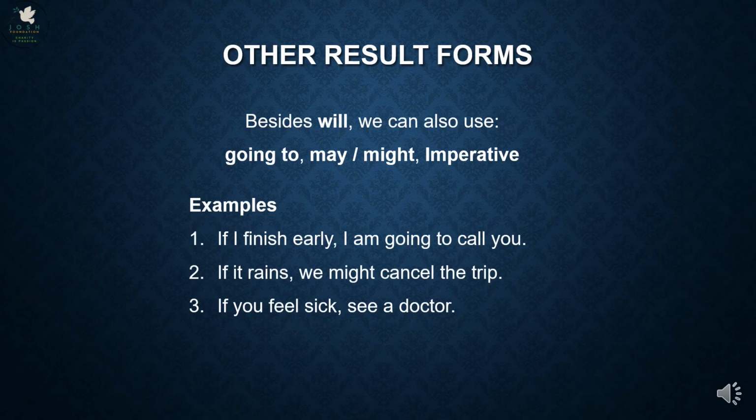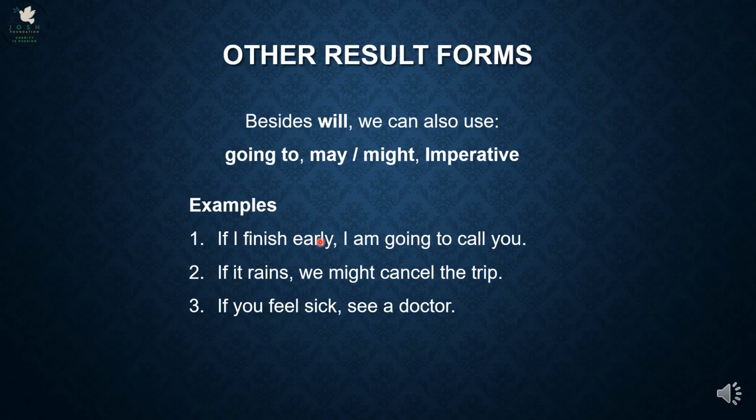Let's see other result forms. Remember, I've told you that we have the if clause and the result clause. In the if clause, we have seen that it goes with a present simple. But in the result clause, we can use other things, not always will. I can use going to, I can use may, might, or even an imperative. Remember imperative in A1? Imperatives are rules, commands, orders.